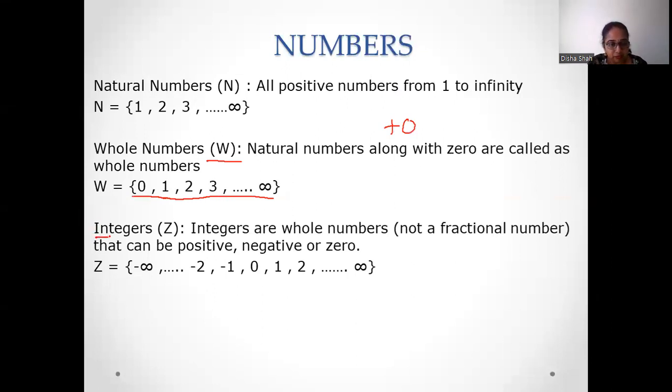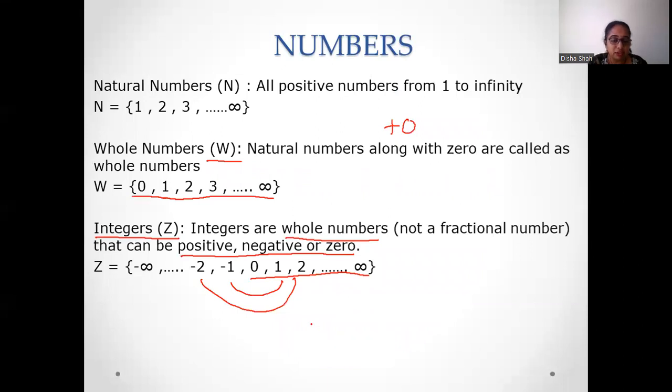Now, the next set of numbers is integers. Integers we represent with the alphabet Z. What are integers? Integers are nothing but the whole numbers, whole numbers मतलब वो आधे अधूरे number नहीं, complete numbers. And they are positive, they can be negative or 0. So these are the whole numbers, and plus 1 ka minus 1, 2 ka minus 2, like this. All this forms a part of integers.